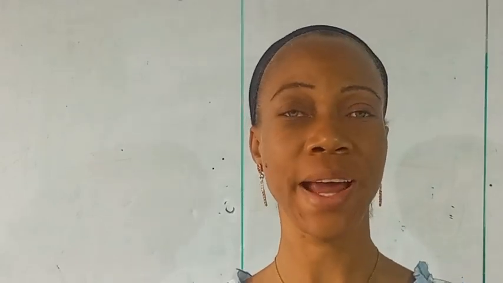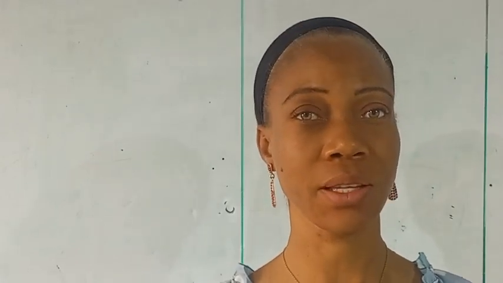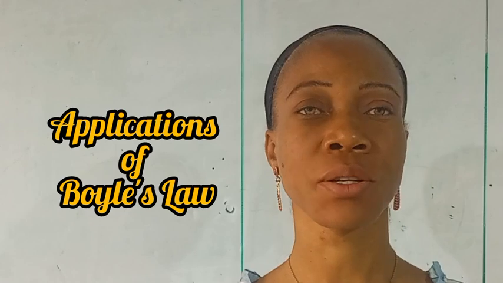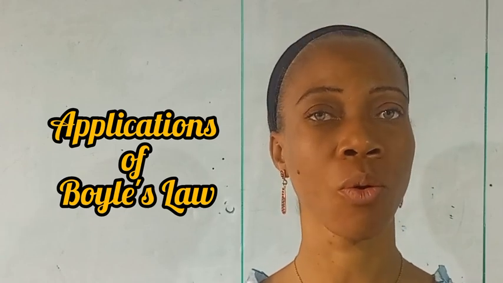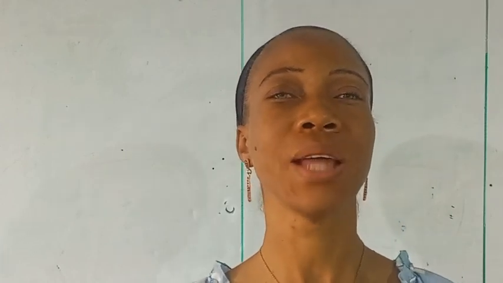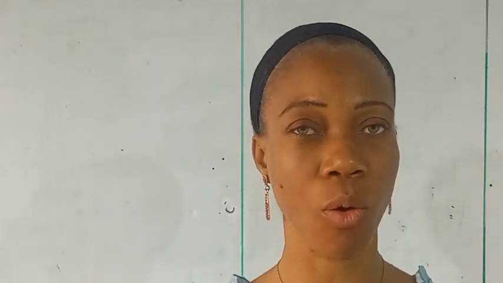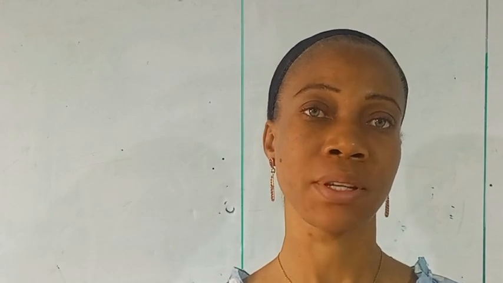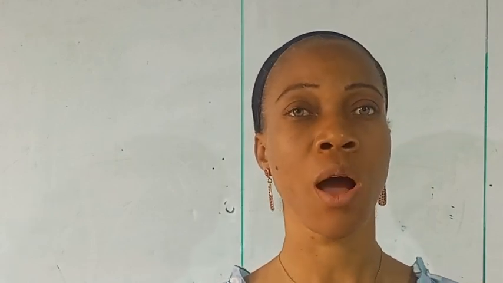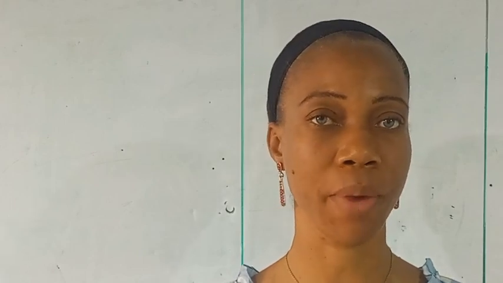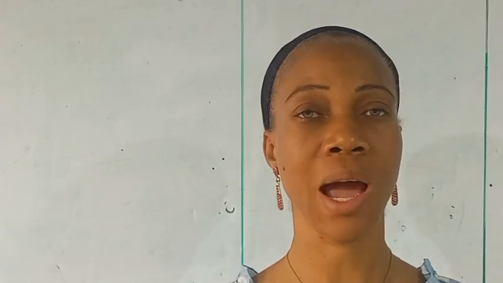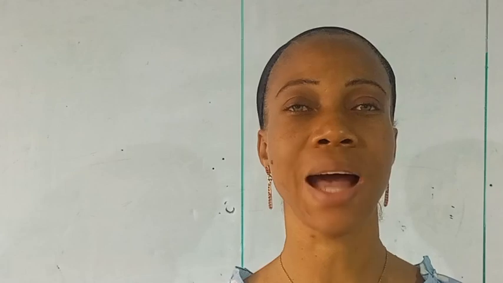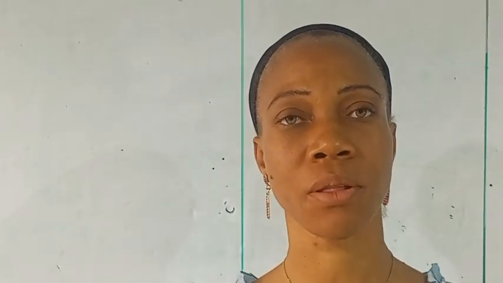Today, we are looking at an interesting topic in physics, applications of Boyle's law. We want to look at the application of Boyle's law to a gas trapped in a cylindrical tube by a column of mercury. I'm going to use a diagram to explain everything so that you will understand it. But let me start by stating Boyle's law.